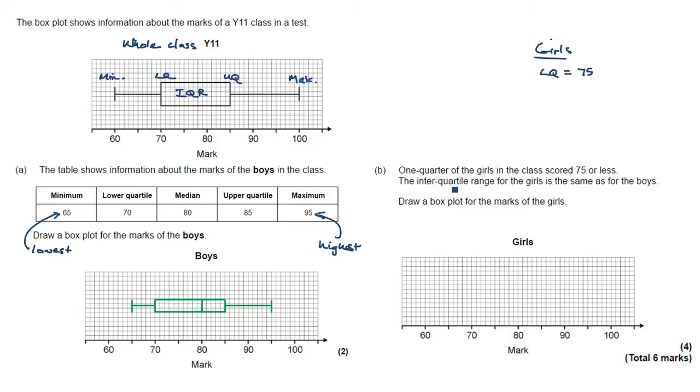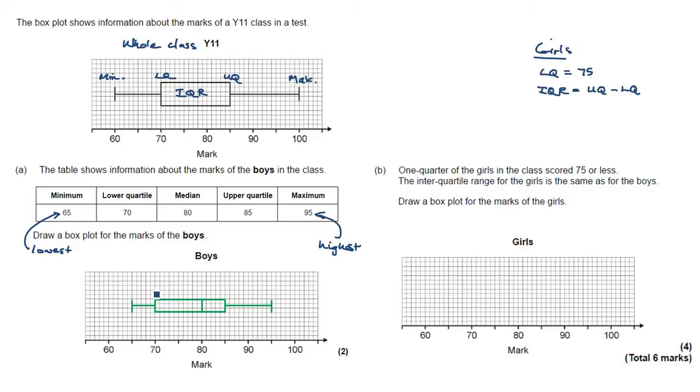Then they say that the interquartile range for the girls is the same as the boys. So the interquartile range is the upper quartile subtract the lower quartile. In other words, it's the difference between the upper quartile and the lower quartile. We know the lower quartile is 75, but we don't know what the upper quartile is. So what are we going to do? Well, they say it's the same as for the boys.